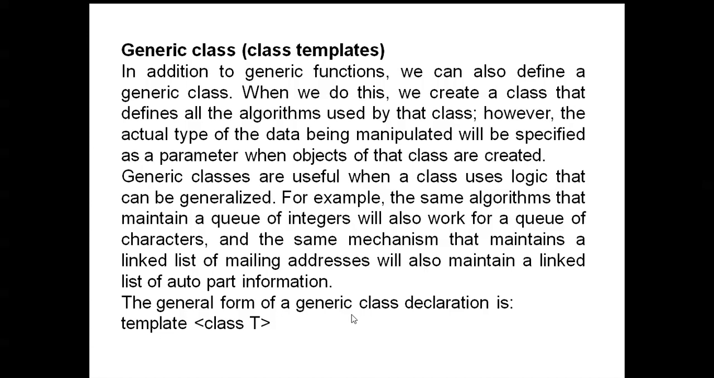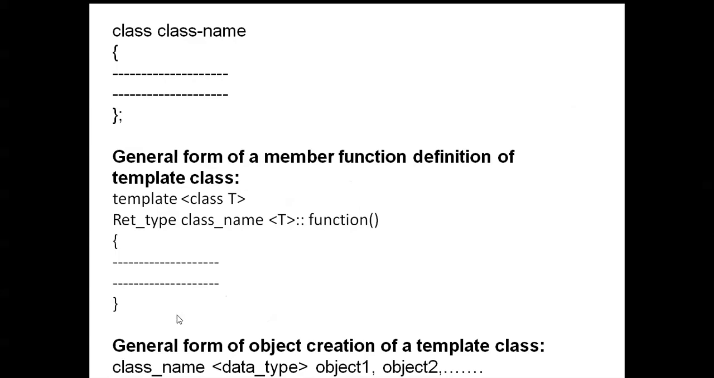The general form of a generic class declaration is template class T. So here you can see class name, opening braces and closing braces. When the class is over, you must give the semicolon. General form of member function definition of class template: template class T, return type, class name T, function. Here opening braces and closing braces.